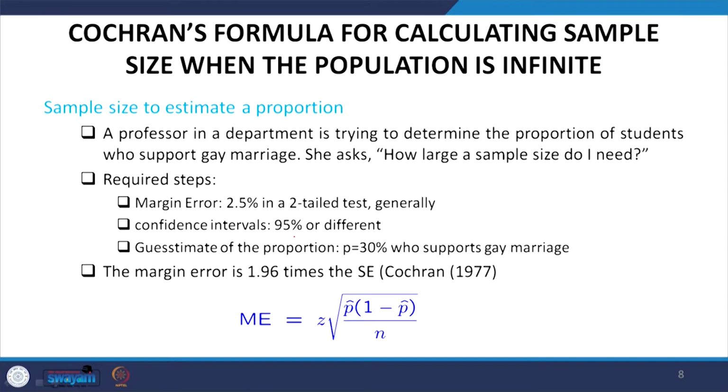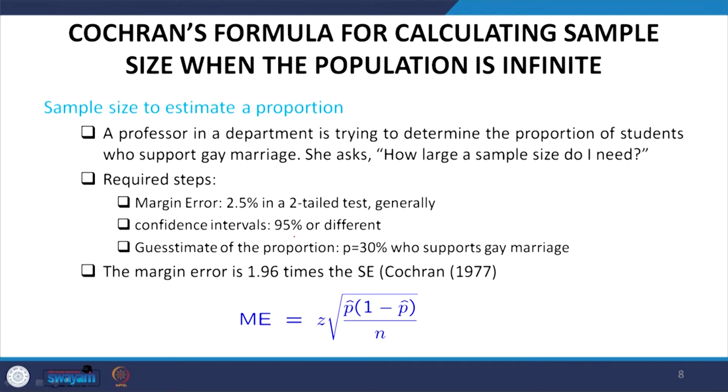that is in a two-tail test. Had it been a single tail test, it could have been 5%. Okay. In a two-tailed test, the error is divided into two parts, divided by half. So, 2.5 and 2.5. And the confidence interval is 95% or any other number. Some guesstimates are also there, like usually in society there are 30% who support gay marriage, not more than that. It cannot be 50% and 50%; very few people generally support gay marriage.